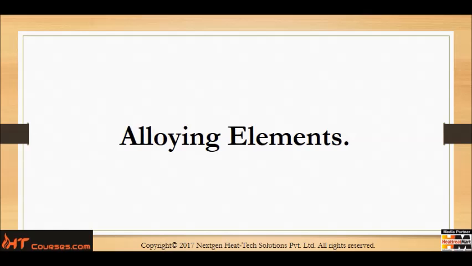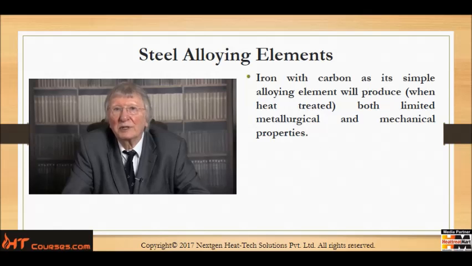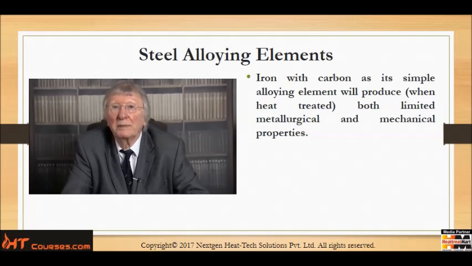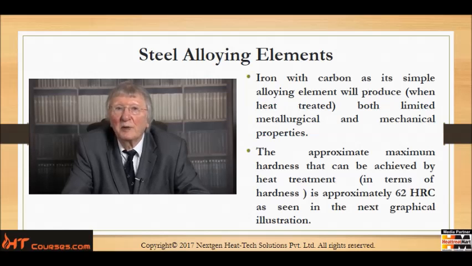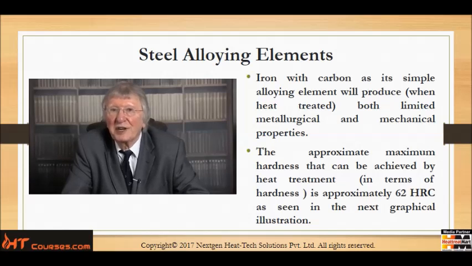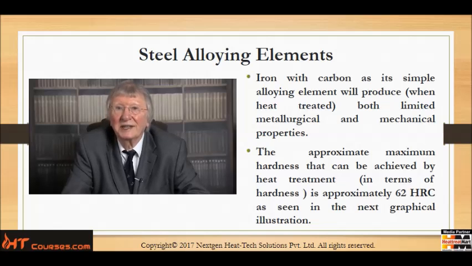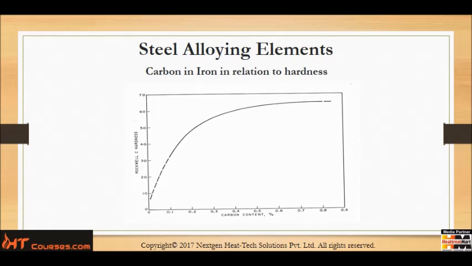Alloying elements. Iron with carbon is its simplest alloy and will produce, when heat treated, both limited metallurgical and mechanical properties. The approximate maximum hardness that can be achieved by heat treatment is approximately 62 Rockwell C scale. The influence of carbon in terms of hardness values.